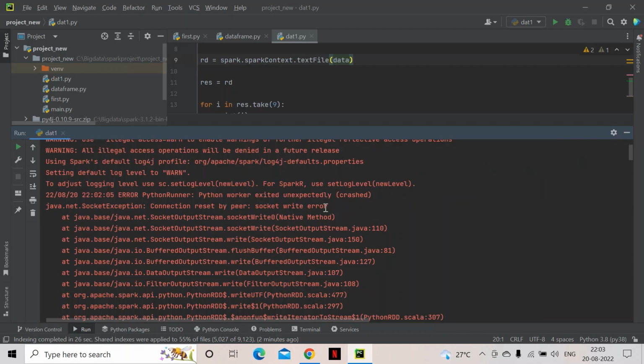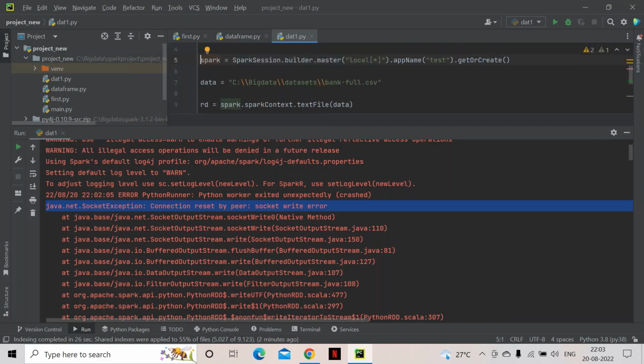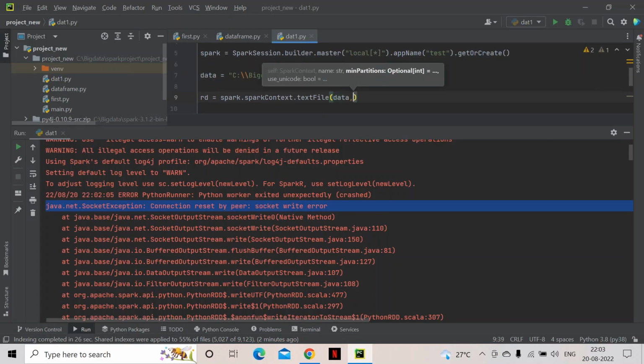How to solve this error? Okay, simple. When you are processing the data, increase the partition size. In this scenario, what happened here? If you enter a comma, by default, how many partitions will you get? 2 partitions. Maybe you have large data or a small amount of memory, so increase it.